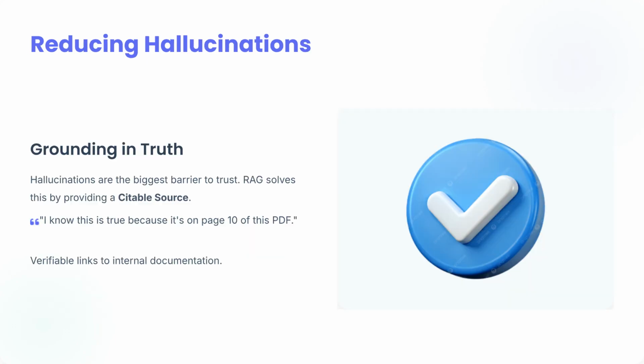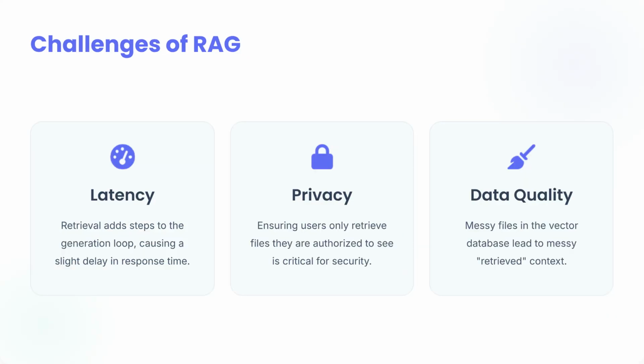RAG is highly effective at reducing hallucinations because it ensures grounding in truth. The response is backed by a citable source, often a verifiable link to internal documentation, building trust. The challenges of RAG include latency, as retrieval adds steps to the generation loop. Privacy is critical, ensuring users only access authorized files. Finally, data quality matters. Messy files lead to messy context.